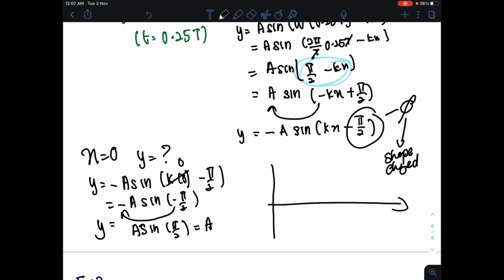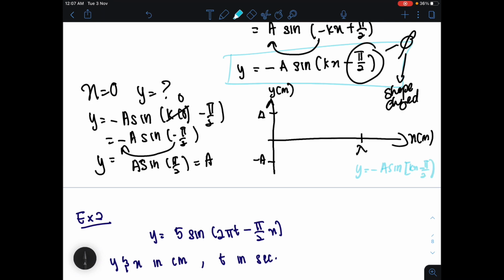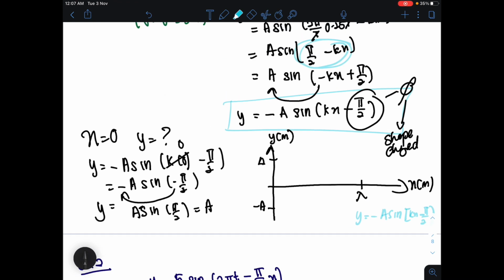So, sekarang kita boleh lukis graf kita. Graf kita, y, letak unit dia. X, letak unit dia. Tulis amplitude dia. Untuk x, lambda dia. So, kita tahu kita nak lukis, benda yang kita nak lukis adalah untuk equation yang ini, iaitu y is equals to negative a sin kx minus pi over 2. Ini adalah equation kita. So for this particular equation, bentuk dia adalah bila your x is equals to 0, your y is already at a. So kita akan start lukisan kita daripada sini dan kita akan complete one cycle. So this is my shape of the graph for this particular equation.